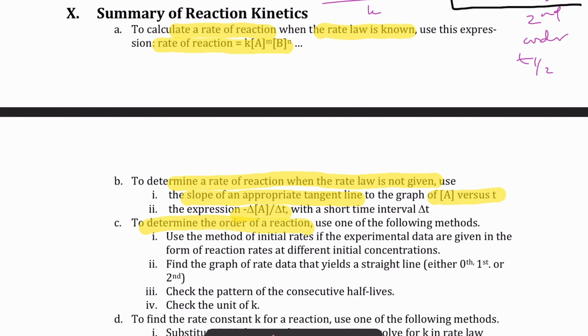You've seen that in a lot of these questions, knowing the correct order really matters because there are different equations for different orders. You're going to need to use one of the following methods to help you determine order. The first one is the method of initial rate. To do that, you're going to have experimental data, and the experimental data have to have rate at different initial concentrations. So it's kind of a very special type of data.